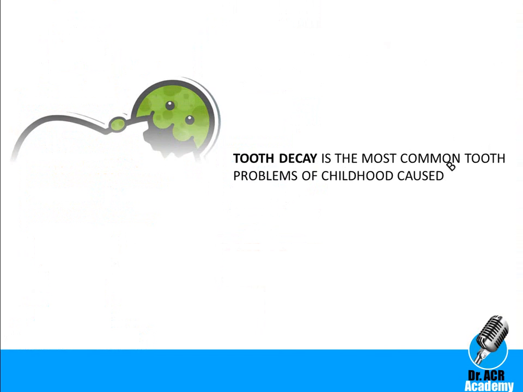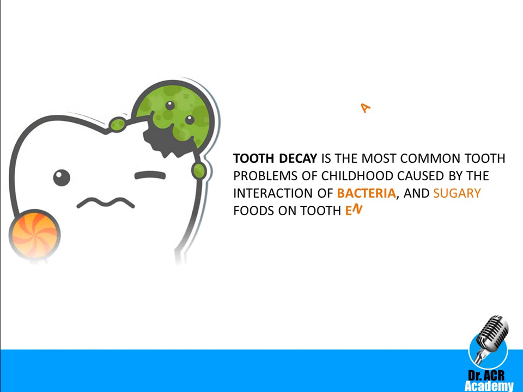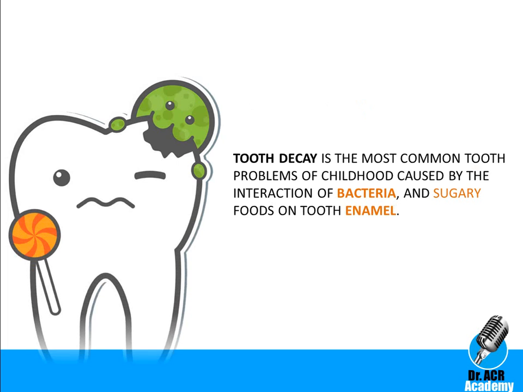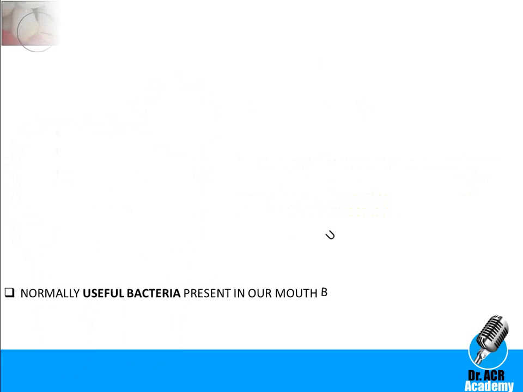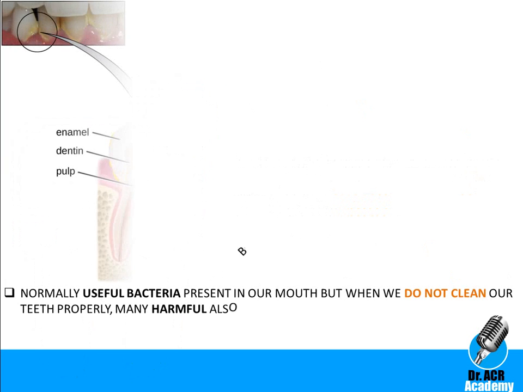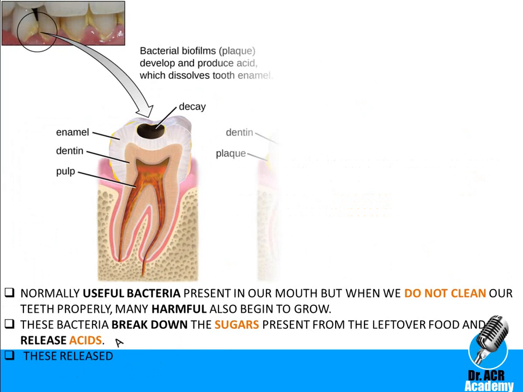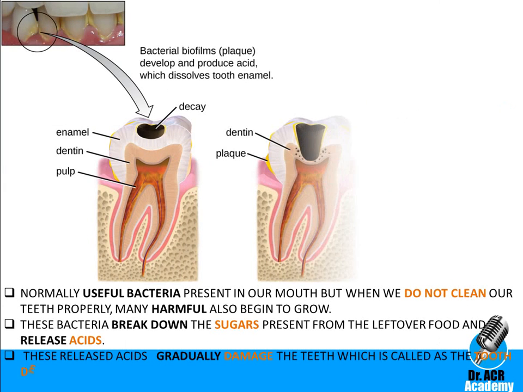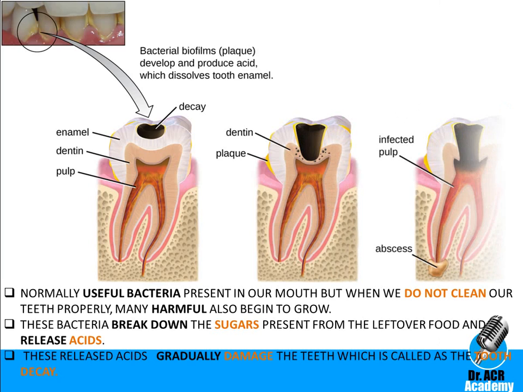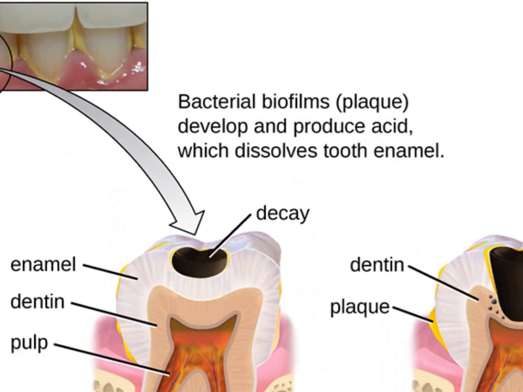Tooth decay is the most common tooth problem of childhood, caused by the interaction of bacteria and sugary foods on tooth enamel. Normally, useful bacteria are present in our mouth, but when we do not clean our teeth properly, many harmful bacteria also begin to grow. These bacteria break down the sugars from the leftover food and release acids. These released acids gradually damage the teeth, which is known as tooth decay.